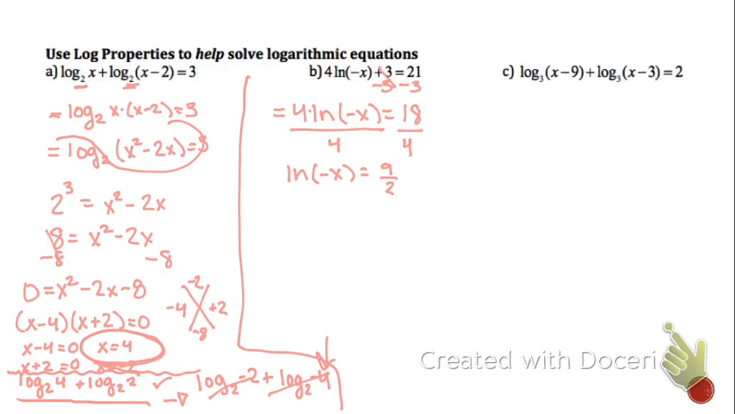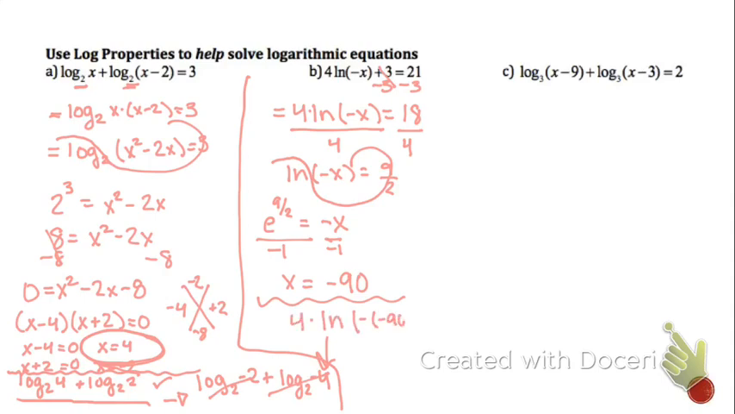And now we're going to go on our log ride. So I've got e to the 9/2 equals negative x, or x equals negative 90. All right, and I've got to plug it back in to check. So I get 4 times the natural log of 90, which is 21. And that's okay because I have a positive number inside of my natural log.